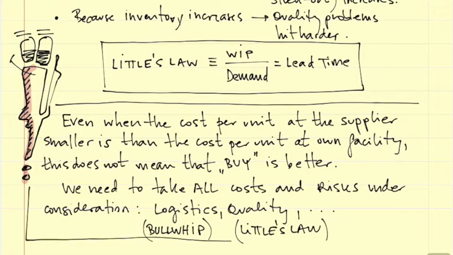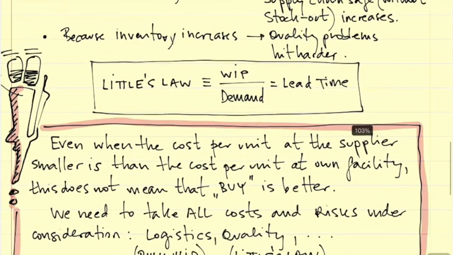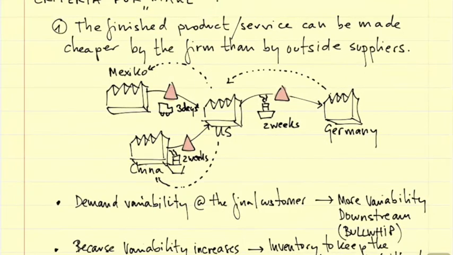So when we talk about cost in these make or buy decisions, we talk about overall cost and overall risk, not just the manufacturing cost. This is a very, very common mistake. Any questions so far?